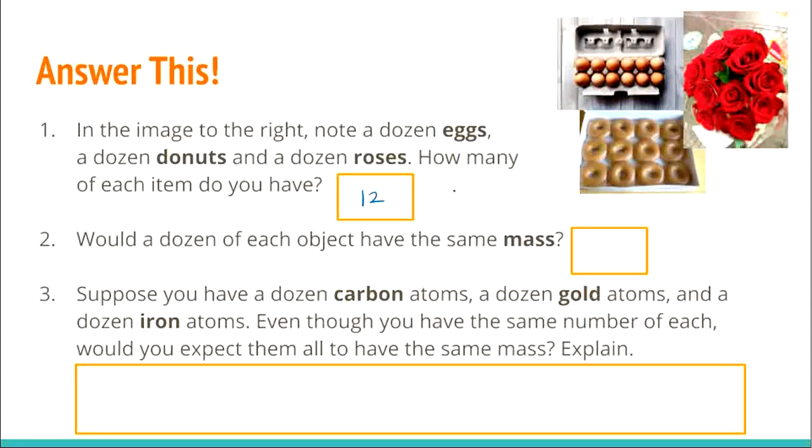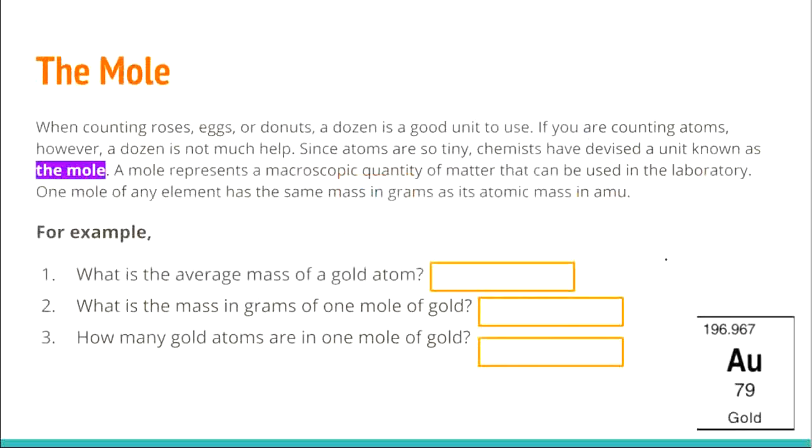That's what a dozen means. Well, would a dozen of each object have the same mass? In other words, would they weigh the same? No, they wouldn't. You know that the dozen donuts is probably lighter than the dozen eggs and the dozen roses. So then let's talk about chemistry. Suppose you have a dozen carbon atoms, a dozen gold atoms, and a dozen iron atoms. Even though you have the same number of each, would you expect them all to have the same mass? If you said no, you're correct. They're all different substances.